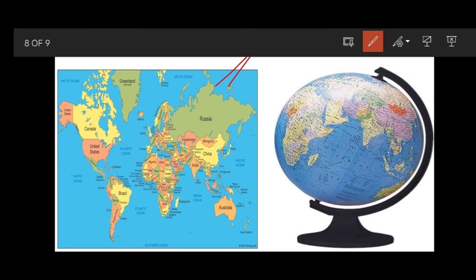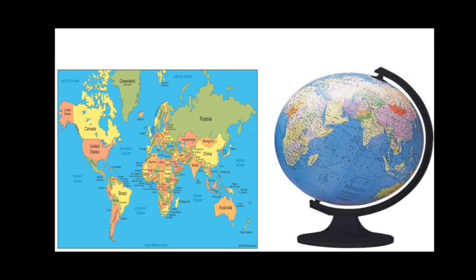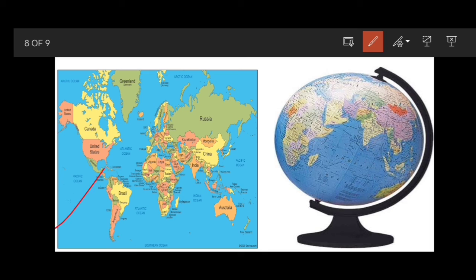See, this is a map and this is a globe. Maps are drawn on a flat surface, but globes are not flat. This is a model of the earth. Globes are round in shape and these are not flat. A map does not show the shape of the earth. A globe shows the shape of the earth. A map does not show the shape of the earth because maps are drawn on a flat surface. But a globe shows the shape of the earth.